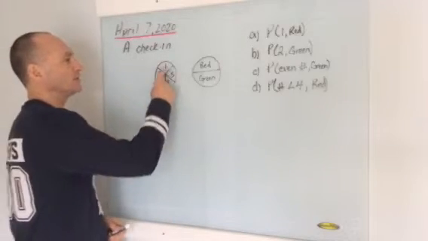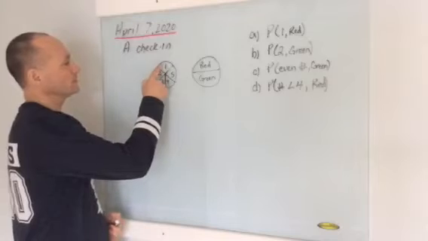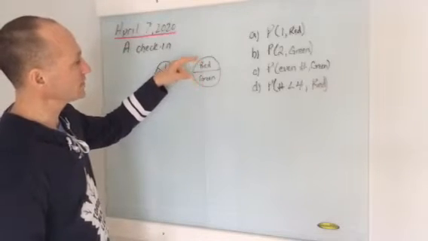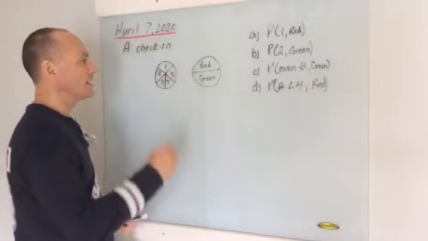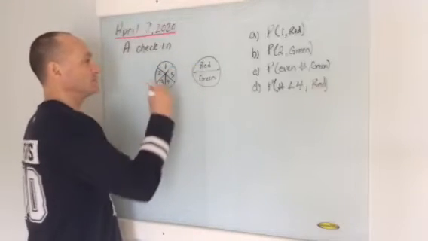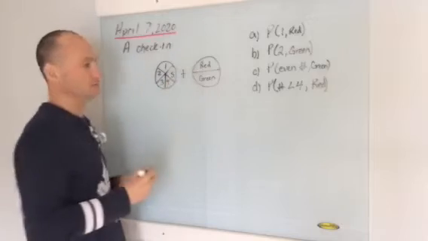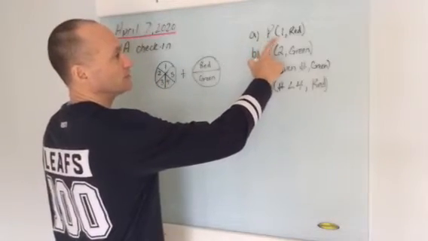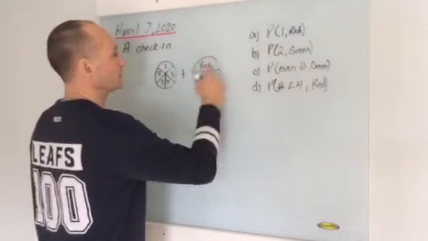So in this spinner, all the spaces are equal, and they're labeled 1, 2, 3, 4, 5. This spinner is again equal, and it's labeled red and green, and you're spinning them both at the same time. So you're doing this one, and you're doing this one. The first probability we're going to calculate is the probability of spinning a 1 and a red.